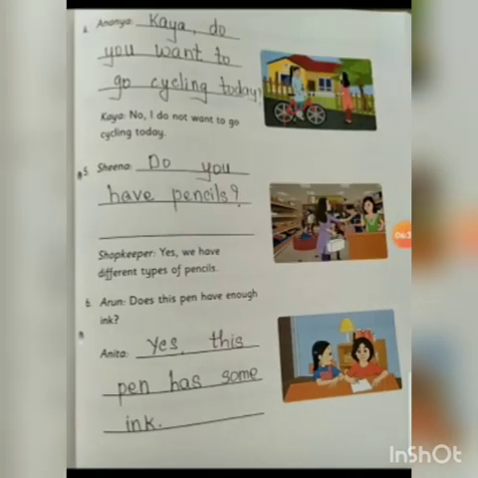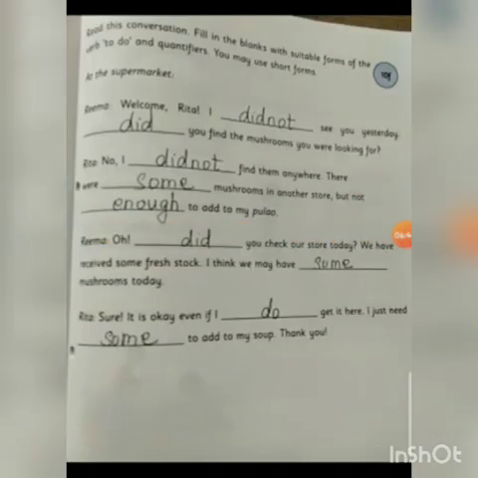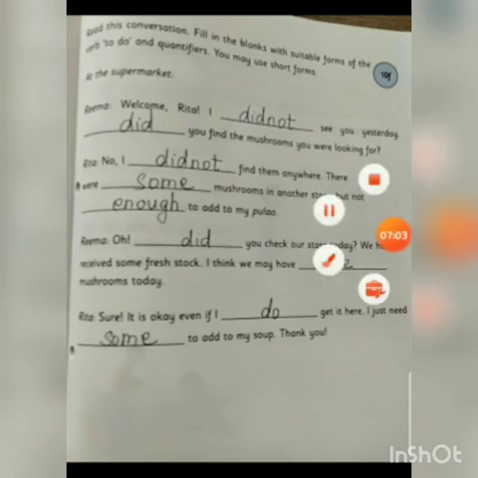This is the conversation, okay? Then tick the correct quantifier in the given sentences. So the quantifiers are given, you are going to tick the correct one. And the next, that is, read this conversation, filling the blanks with suitable forms of the verb to do and quantifier. You may use short forms. So you are going to use the short forms and complete this conversation.